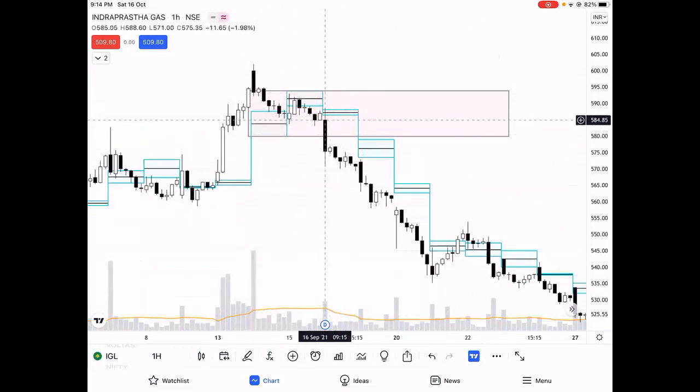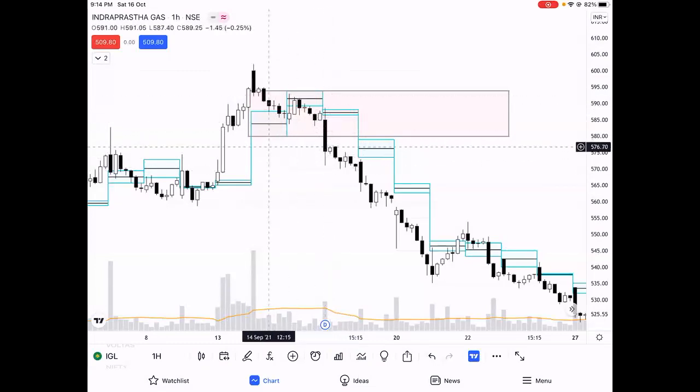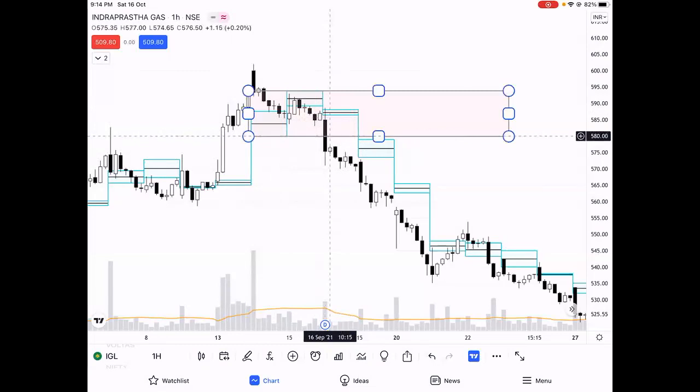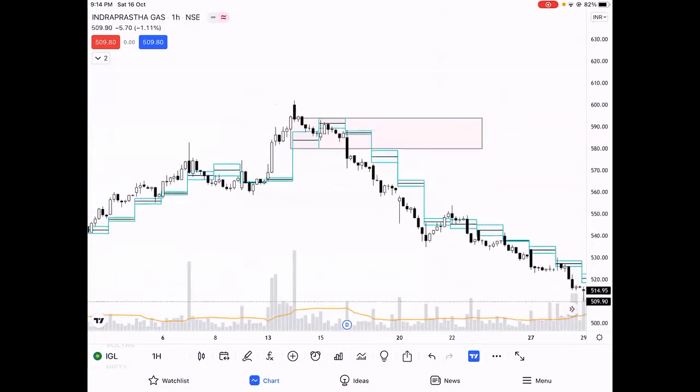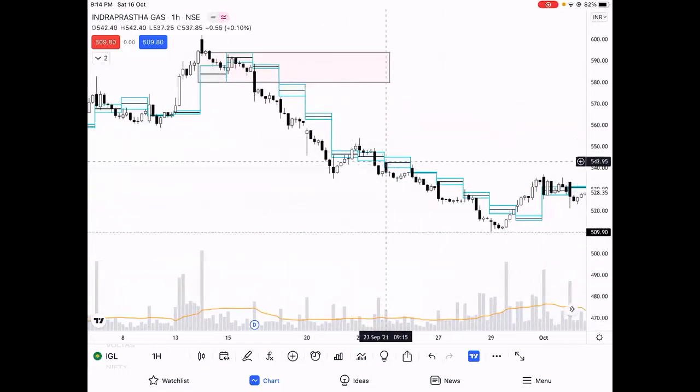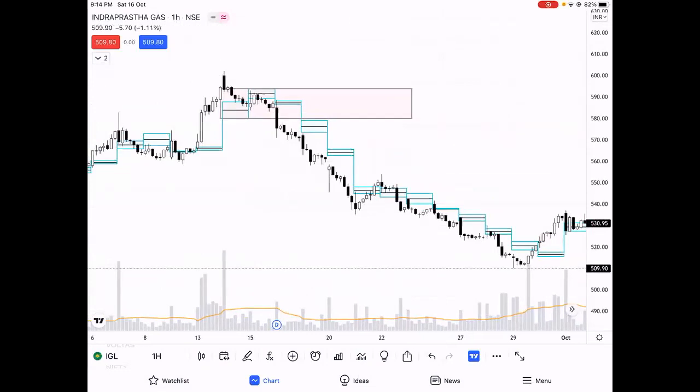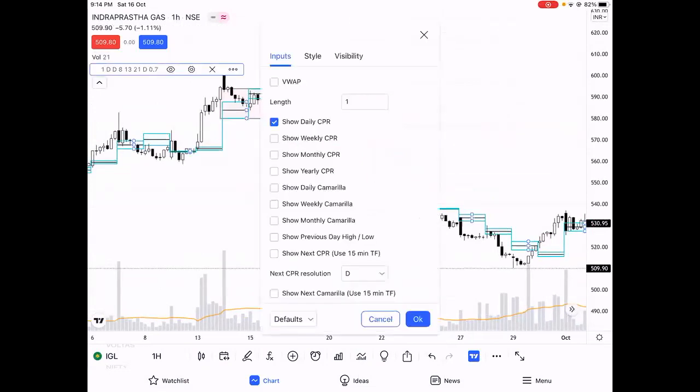On 16th of September, price opened here slightly towards the day's closing and tried to go up, but it took a rejection from CPR, and you can see with good volume, it took out everything and indicated that you can go short from here. And you can see where you are landing. Again, pullbacks, trending.